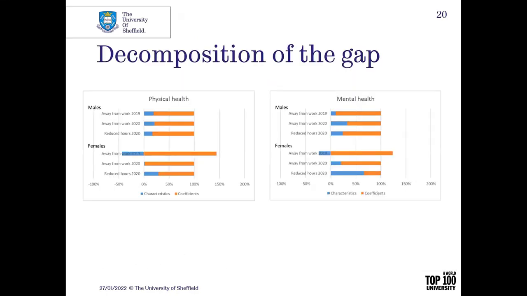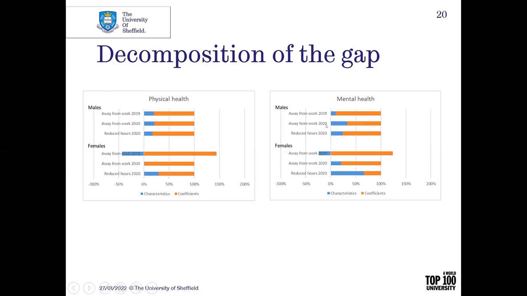So what we then do is decompose this into characteristics and coefficients. The highlight of this graph is that this orange bar, which is the coefficients, is the main part. So this is the unexplained part, the part which might be to do with being treated or behaving differently because you're disabled. But what we do see is that the blue part, particularly on the mental health side, which is the characteristics, actually becomes more important after the pandemic.